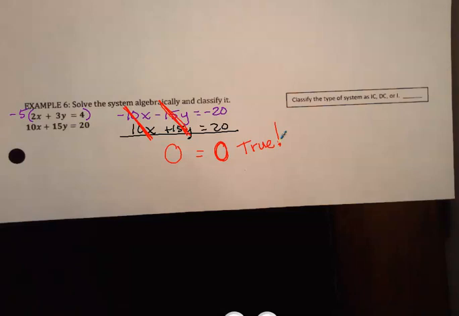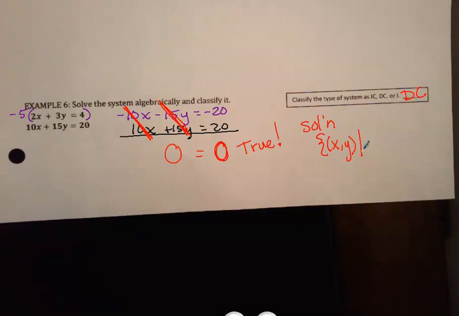Absolutely 100% true. So when that is the case, when 0 equals 0, this one is called a dependent consistent. Okay, do you remember how we write our solution for that one? All right, the solution here, when we have dependent consistent, is using set notation. So it's the ordered pair xy such that, and we use our equation.